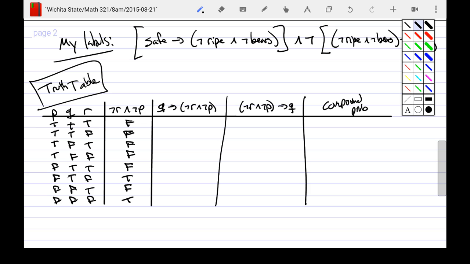False and false is false. False and true is false. You could go through that in your head, or you could just do big chunks at a time. Use what you understand about the operations. Okay, then we do implication.